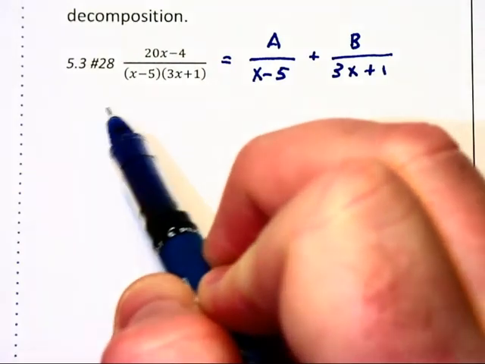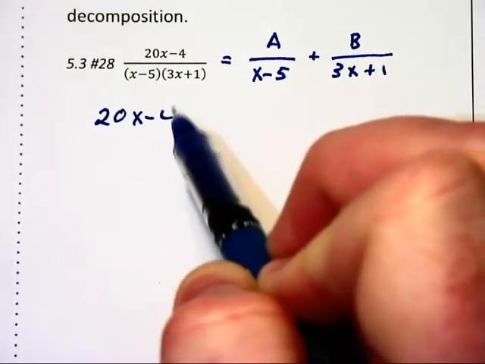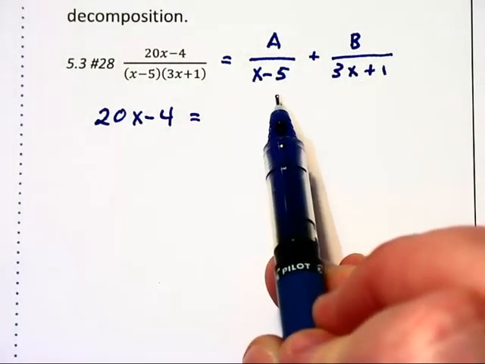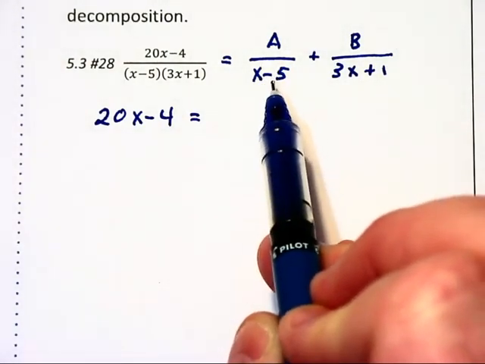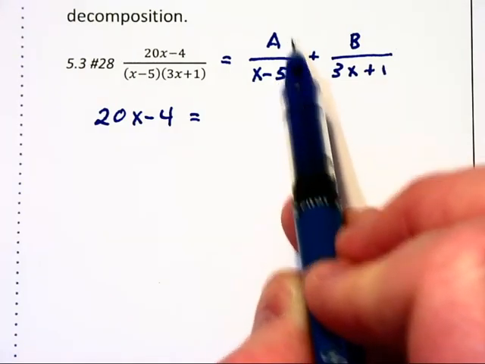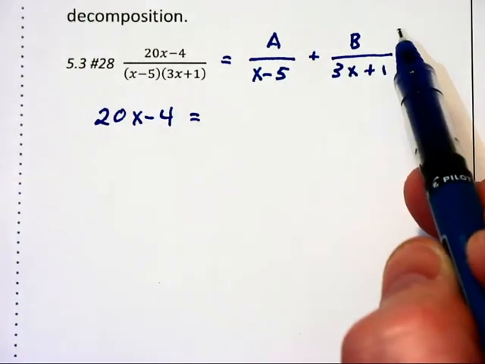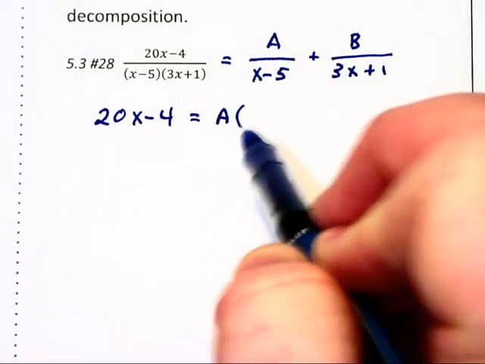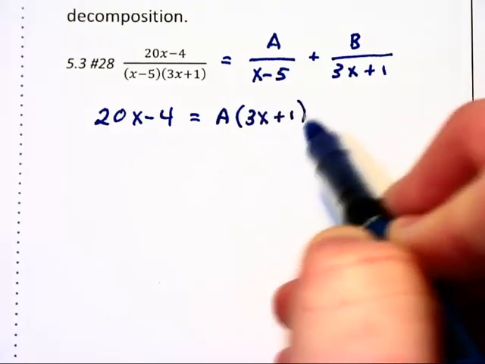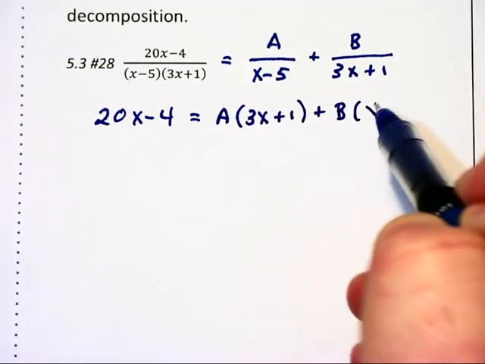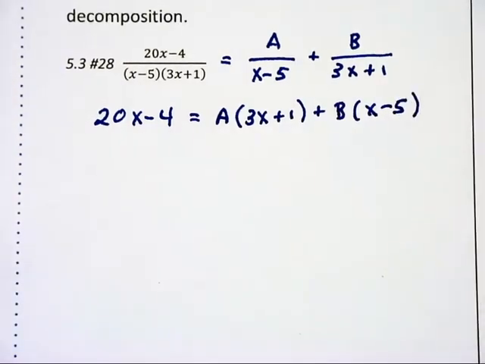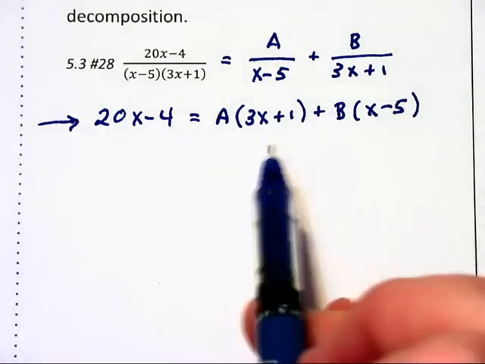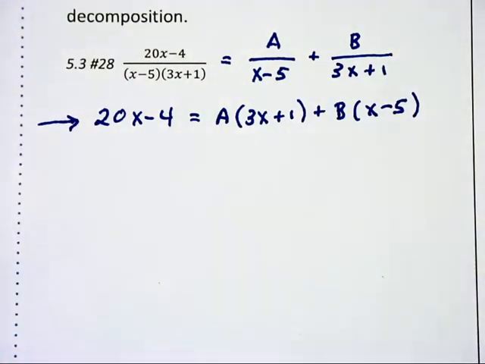The numerator on the left is 20x minus 4, and if we were to rewrite this over a common denominator, we would have to take this first fraction and multiply it by (3x plus 1) over (3x plus 1), and the second fraction would have to be multiplied by (x minus 5) over (x minus 5). And so the A would be getting multiplied by 3x plus 1, and the B would get multiplied by x minus 5. So we're only focusing on the numerators here. Each side could be rewritten over that common denominator if we wanted to.